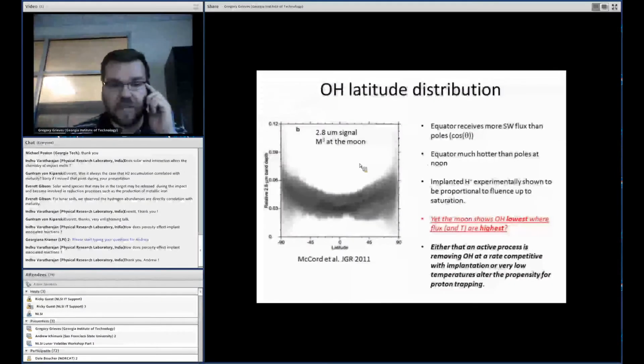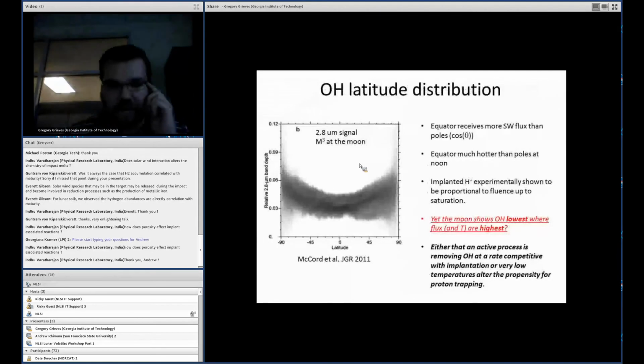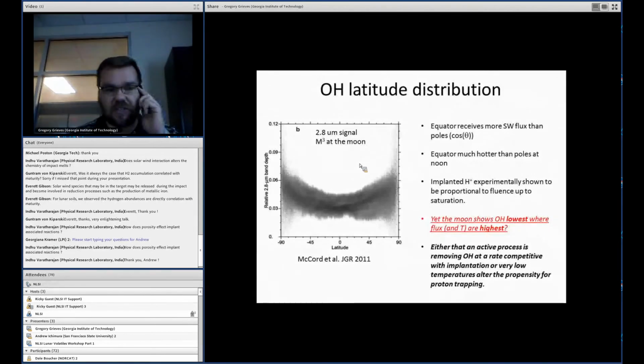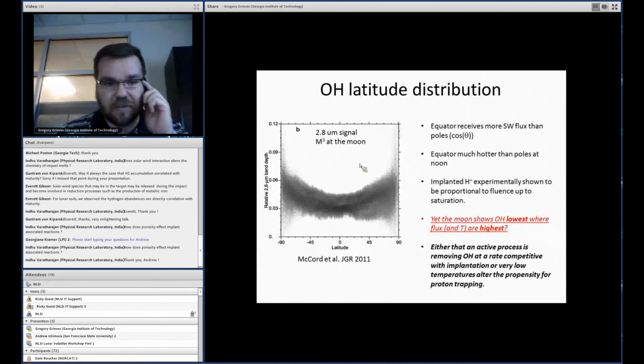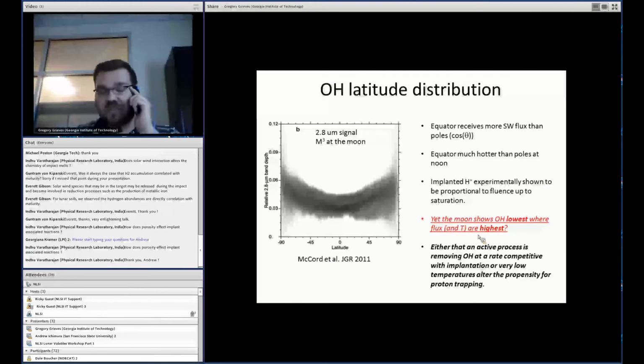To briefly recap, the M-cubed publication by McCord in 2011 showed the reduction of the M-cubed data for the 2.8 micron signal at the moon, which showed this bowl-shaped dependence, which is depleted at the equator but is increased at high latitudes. Now, the equator, of course, receives more solar wind flux than the poles. It goes roughly as cosine of theta. The equator is much hotter than the poles at noon.